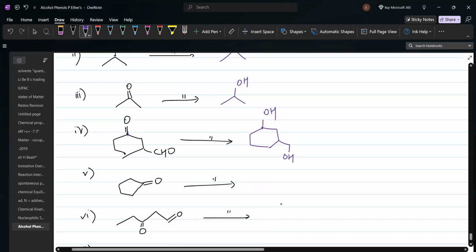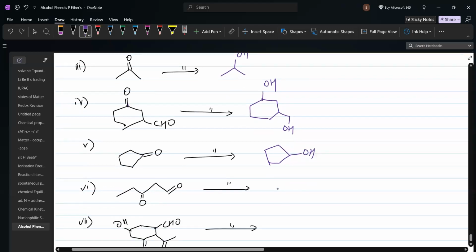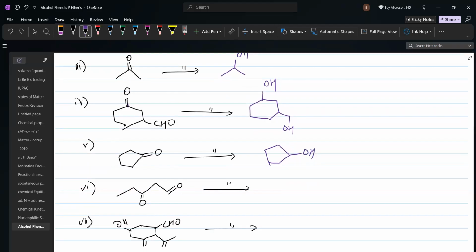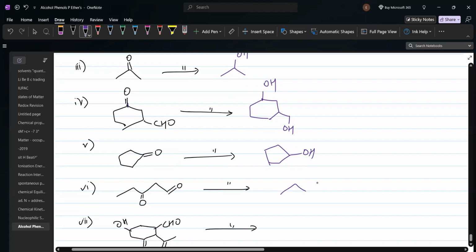Understood? Yes, sir. Let's see for this compound. When we draw this, this carbon will have an OH group attached to it, and this has been reduced. The next one: this carbon chain is 1, 2, 3, 4, 5, a 5 carbon chain. This one will become OH, and this carbon will have OH on it.